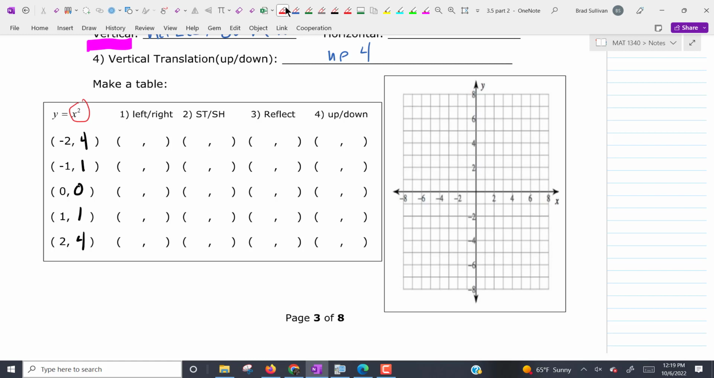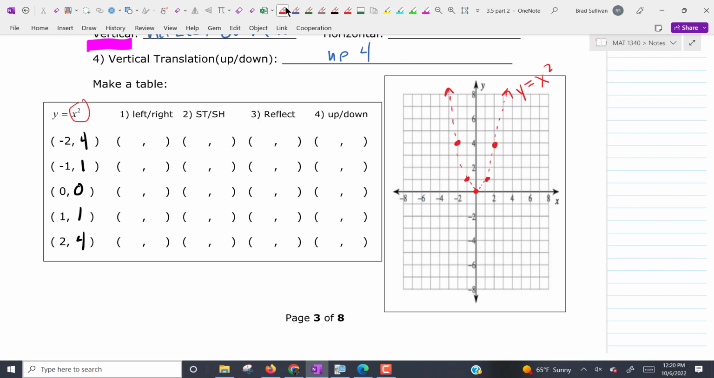So you have -2, 4. You've got -1, 1. 0, 0. 1, 1, and then finally 2, 4. Okay, and then just lightly dash that in, and then label that as y equals x squared. Okay, we have done, I think the last couple of classes, a lot of work with just doing an elementary function. Okay, so we're squaring. All right. Now, here's what we do first of all.